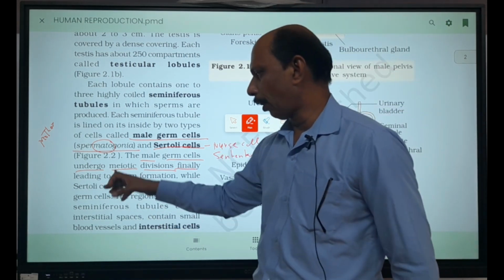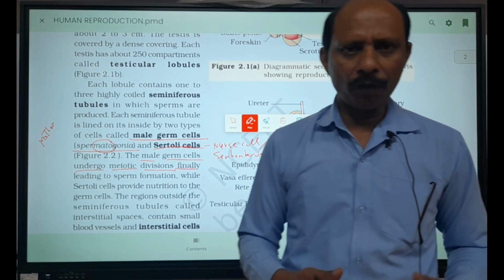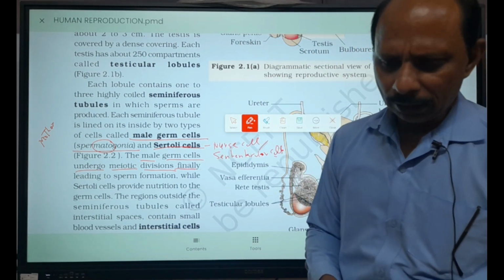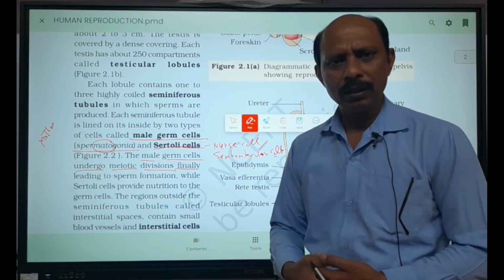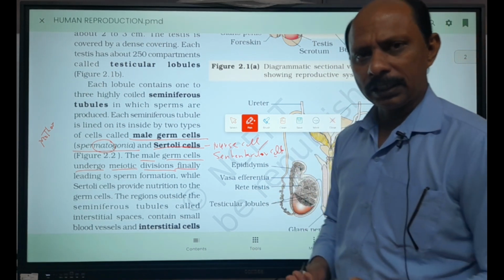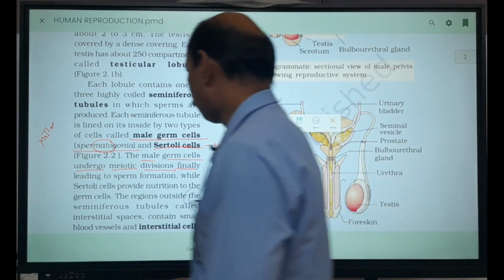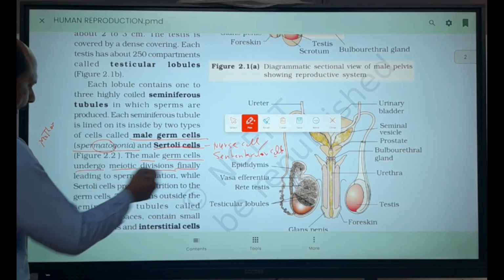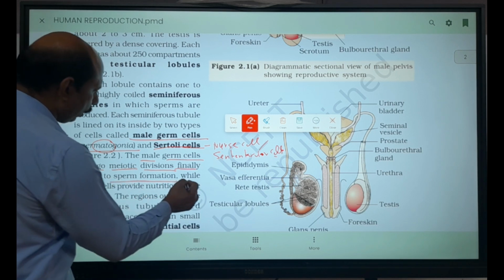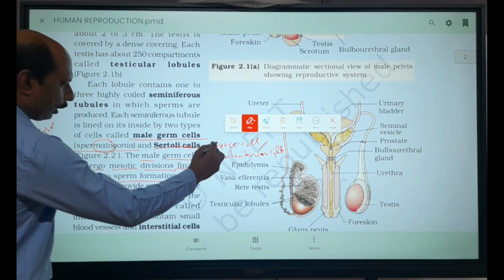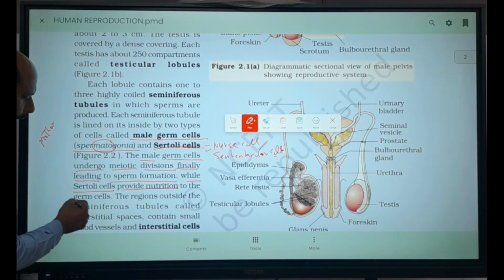Then they go into the meiotic division, and after the first meiotic division, they form the secondary spermatocytes, right? And after the second meiotic division, they become spermatids, we can say. Finally leading to sperm formation, while Sertoli cells provide nutrition to the germ cells, that's why they are called nurse cells.